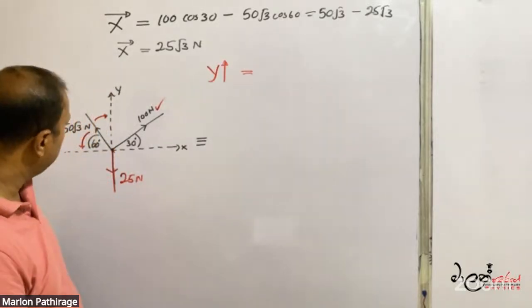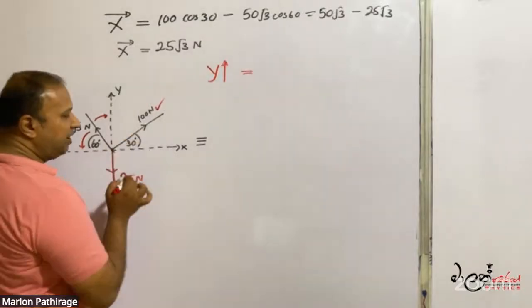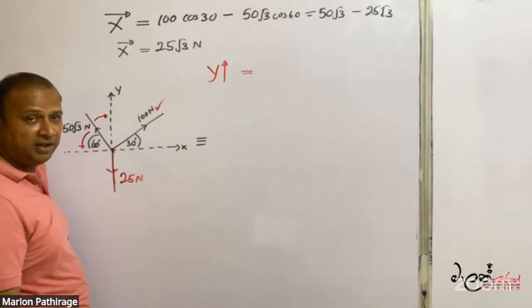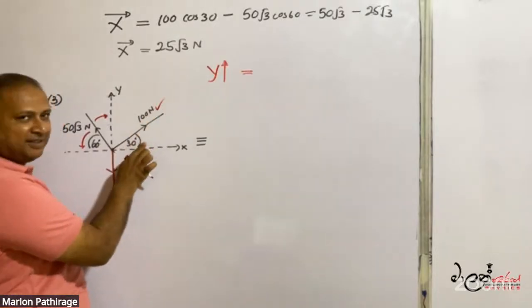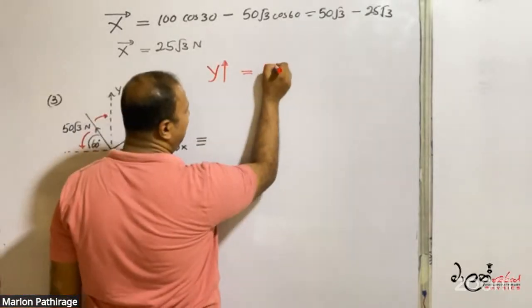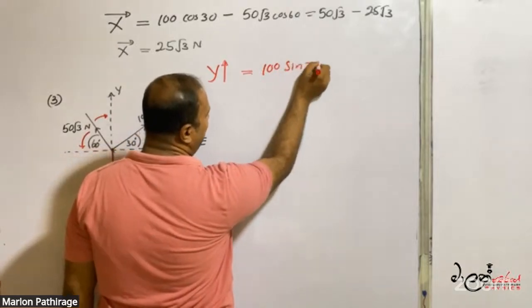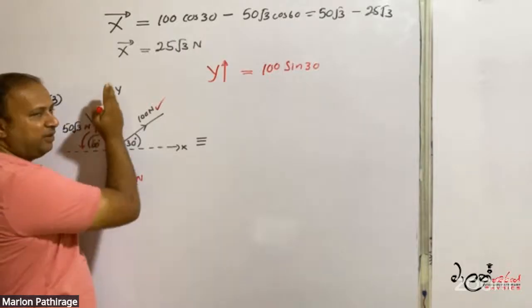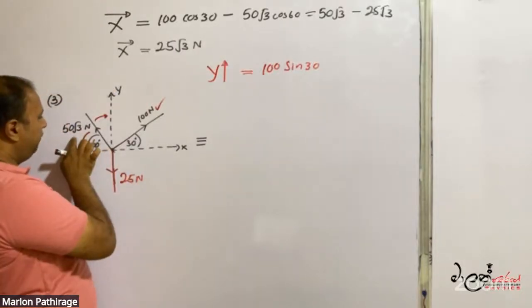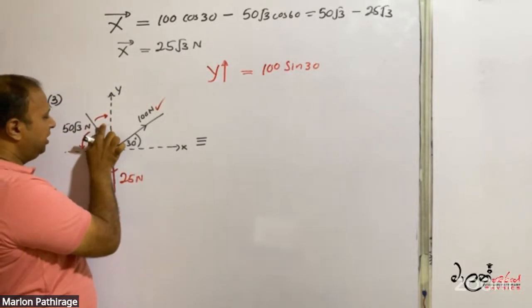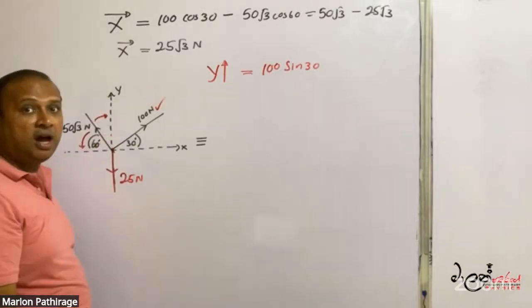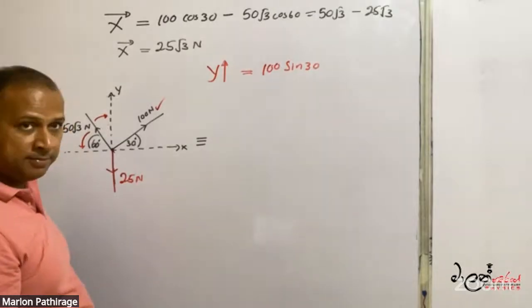Then, if we take the 100 Newton force, what is the resolved component in y direction? 100 sine 30. It will be positive because it is in upward direction. Then 50 root 3 sine 60. That also is in upward direction.